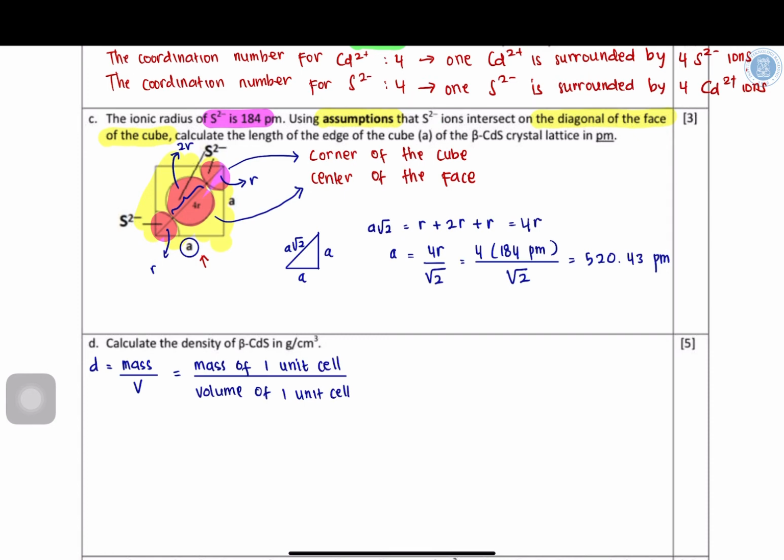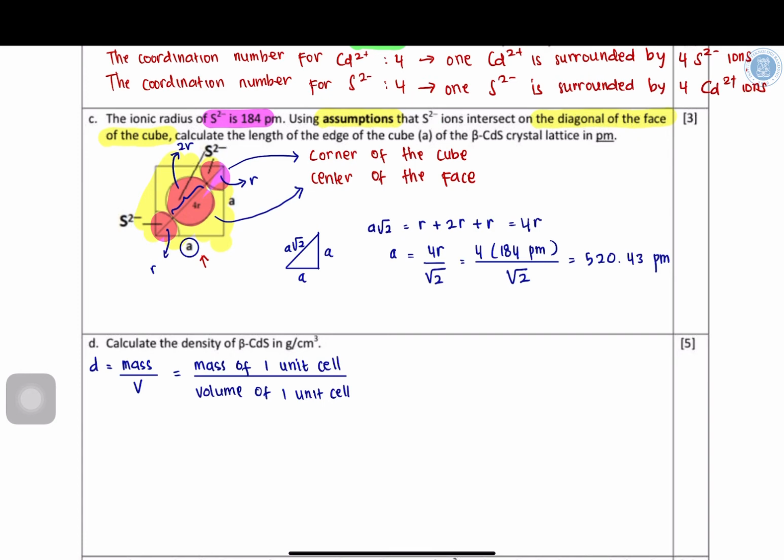Remember that in this case, the form of the unit cell is a cube. So if we know the length of the edge of the cube, which is a, then the volume is a to the power of 3. So in that case, what is the mass of 1 unit cell?